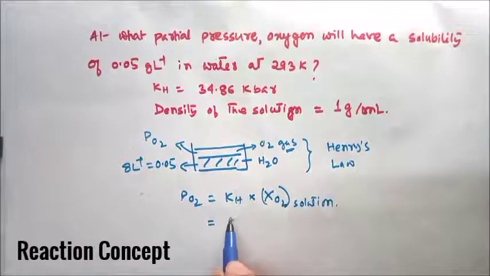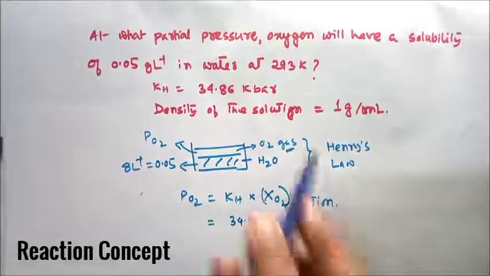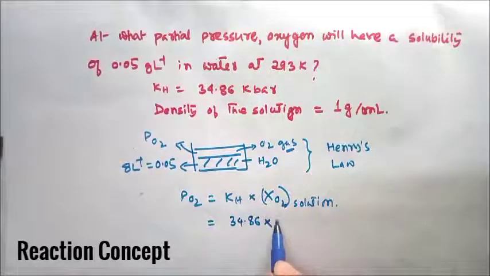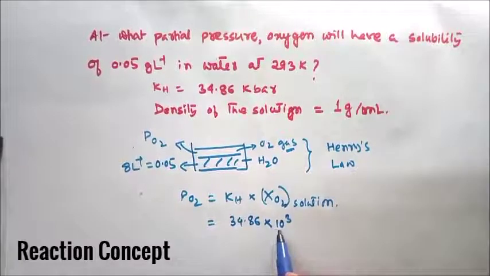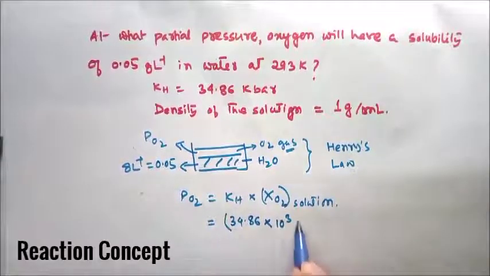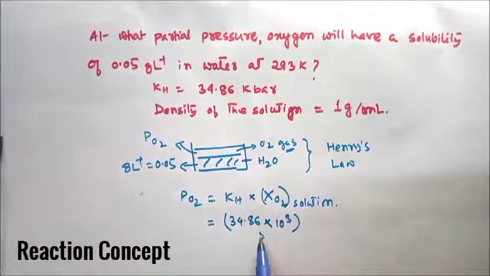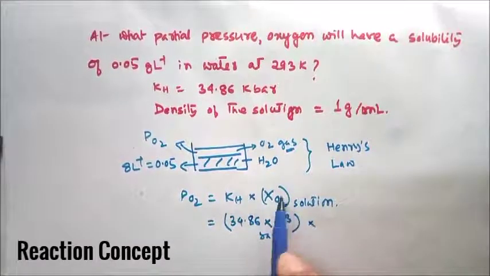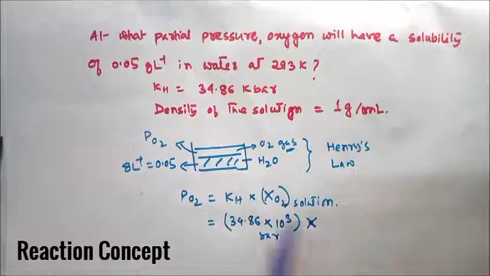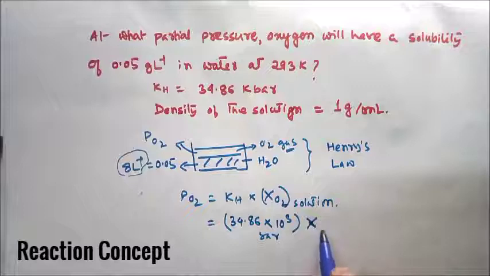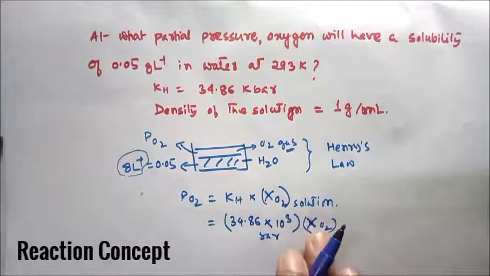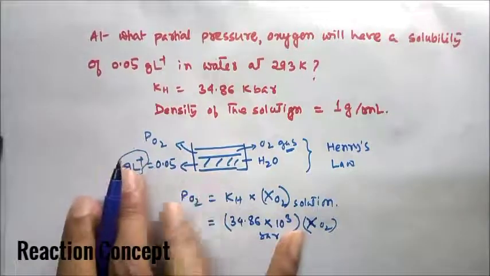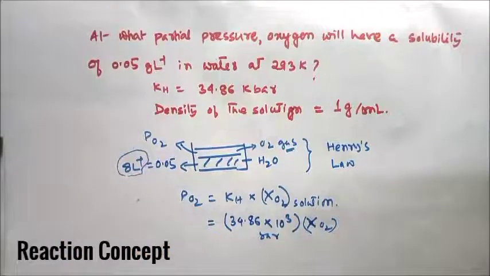The Henry's constant is given as 34.86, here in kilobar. If we convert it into bar, then it will be 10 to the power 3. Now you see, in this case it is the mole fraction of oxygen. Solubility is expressed in terms of mole fraction, but it is given in gram per liter. So you cannot put this gram per liter in the mole fraction place. You have to convert this gram per liter into mole fraction of oxygen. So let us convert it.